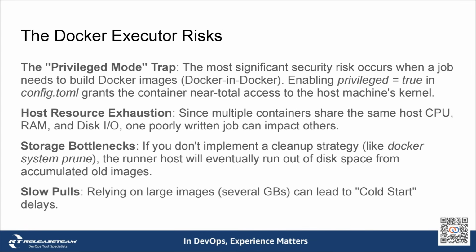The privilege mode trap is a common security pitfall in CI/CD environments where a user grants a container privilege status to perform specific tasks, like building Docker images inside a Docker container, Docker in Docker, but inadvertently gives a container full root access to the host machine's kernel. Because containers share resources on the host machine and fully initialize the build environments for every job, pipelines can perform poorly if the host is overloaded.